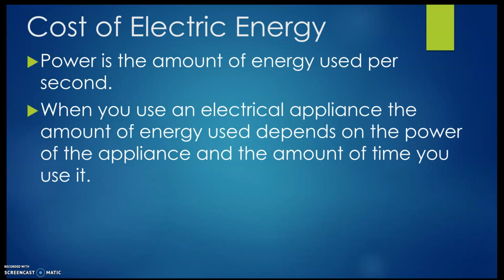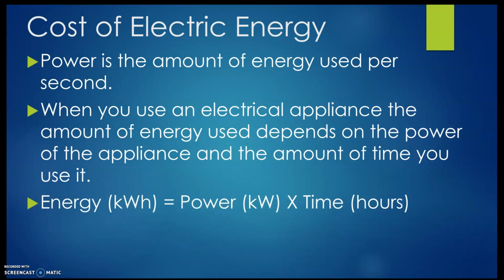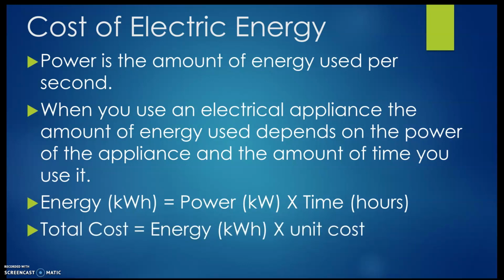Anytime that you use an electrical appliance, which is a resistor, the amount of energy used depends on that power and the time that you used that appliance. That can be figured. Energy is going to be measured in what's called a kilowatt hour, represented by kWh. And since it's represented in kilowatt hours, we want to represent power in kilowatts instead of watts. Then you just multiply the power times the amount of time in hours that it was used.